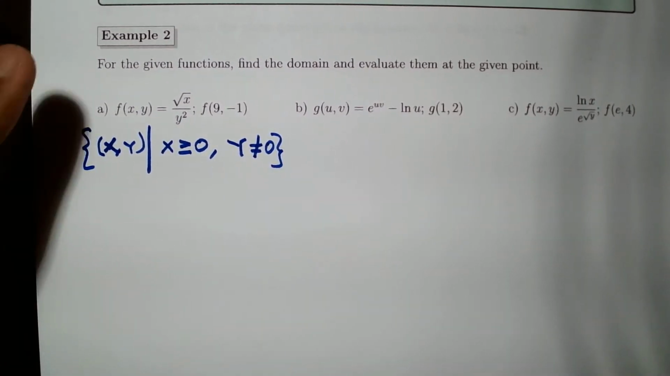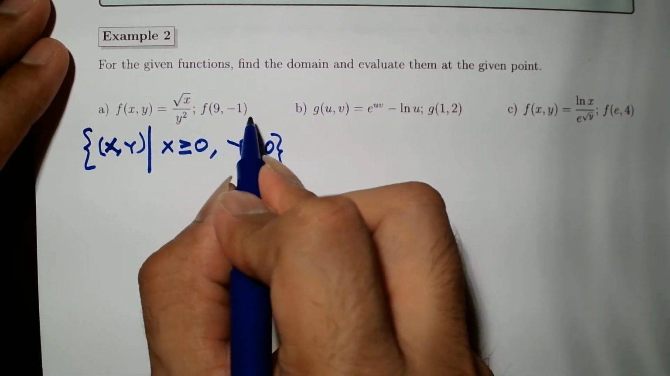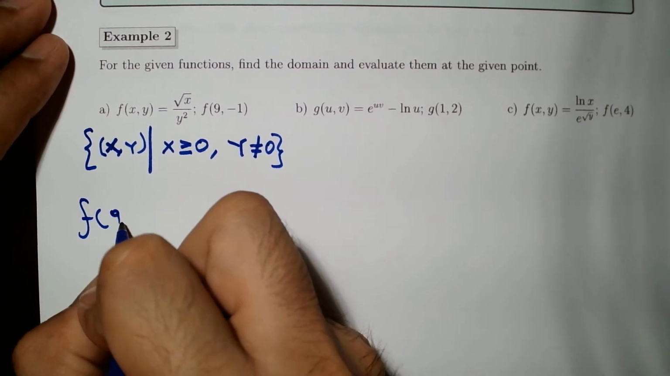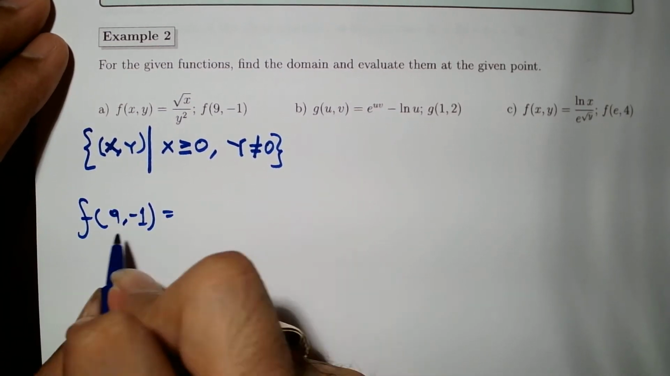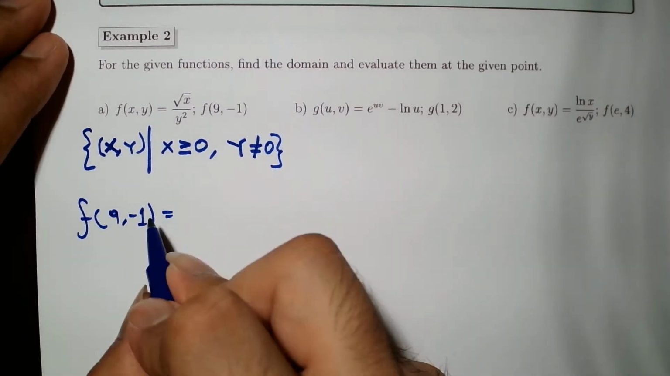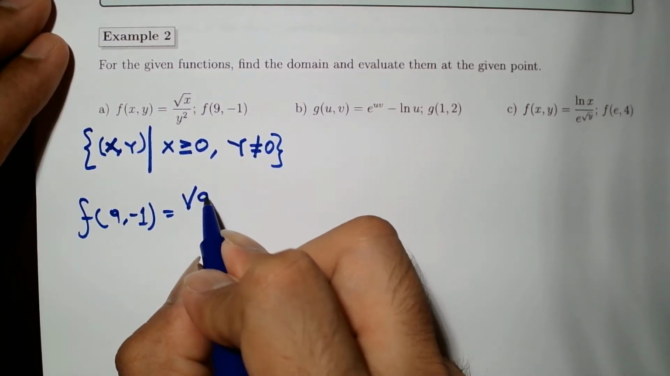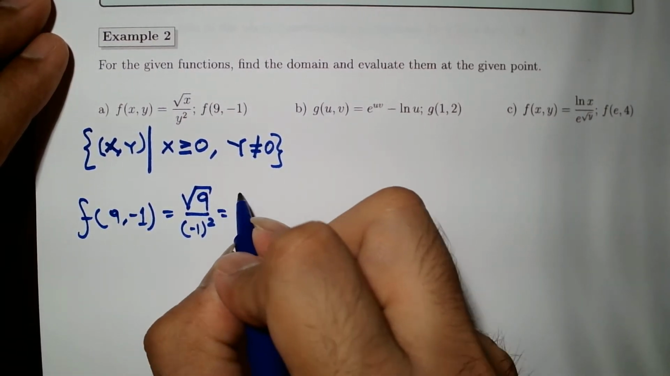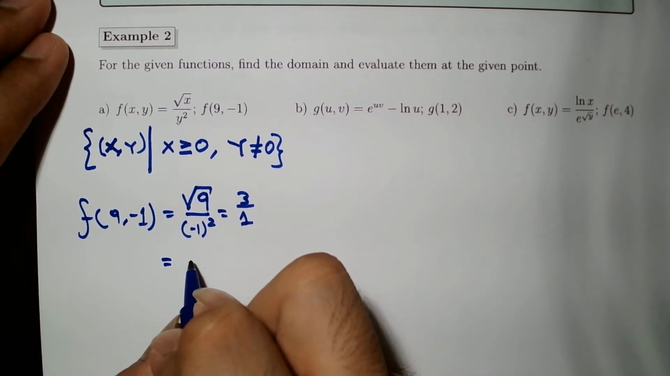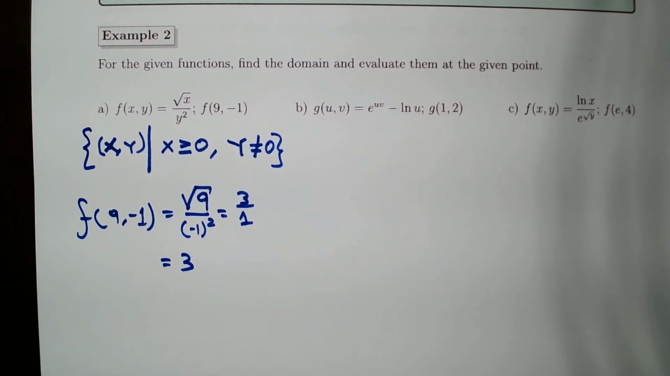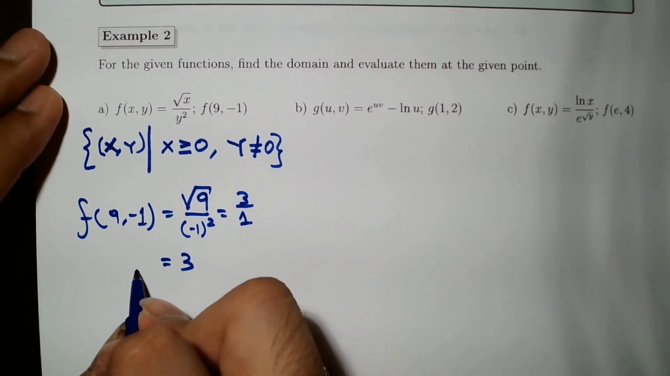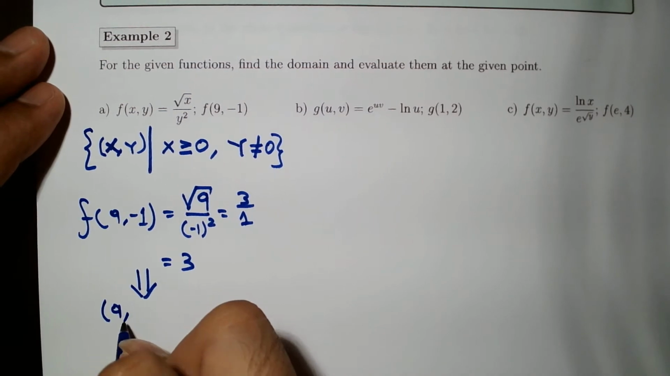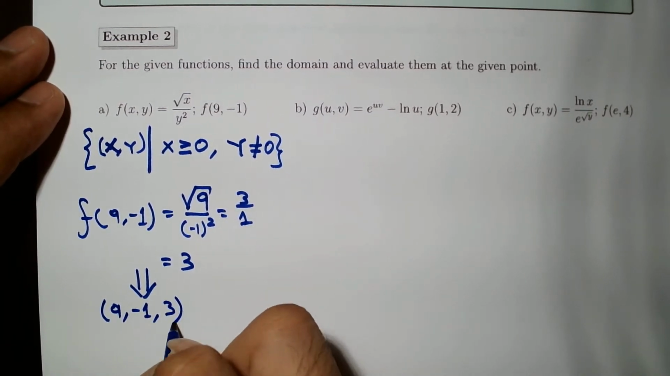Okay, so from here all we do is evaluate the function at the given point. So we go f of (9, -1) and plug in the numbers where they correspond: 9 for x and -1 for y. Square root of 9 over (-1) squared. This is 3 over 1, which is 3. The final answer will give rise to an ordered triple: the ordered triple 9, -1, and 3.